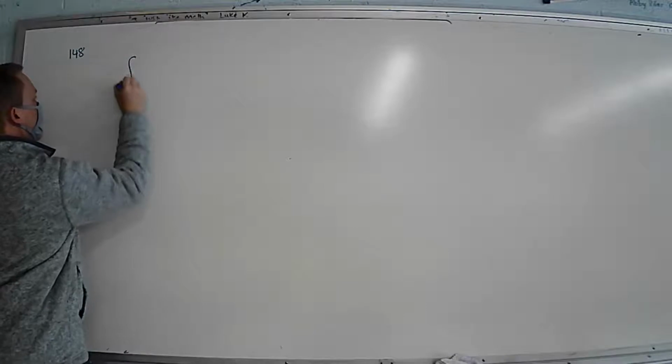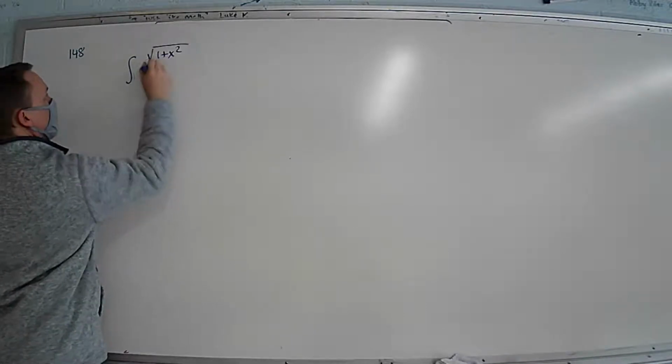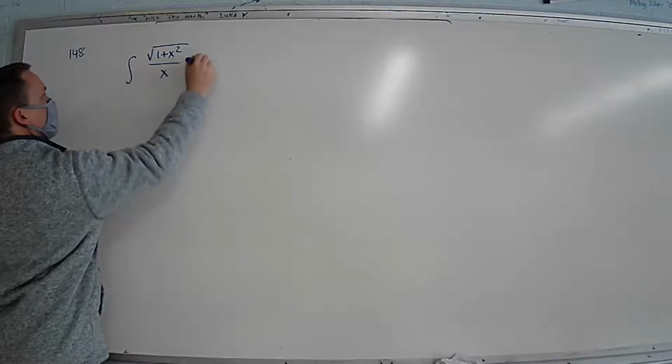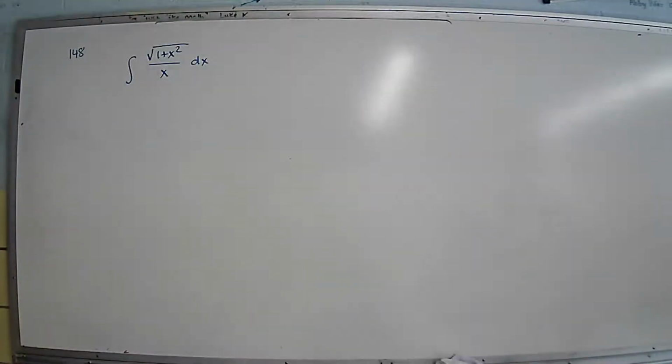So Megan, this was problem which one? Problem 148. This is a trig subsection, and it was the square root of 1 plus x squared over x. Okay, now, of all the ones that I've seen, I believe this problem ends up being the most difficult. That's my thought. Now, there may be one out there that is tougher, but not that I've seen yet, or that I've worked out.